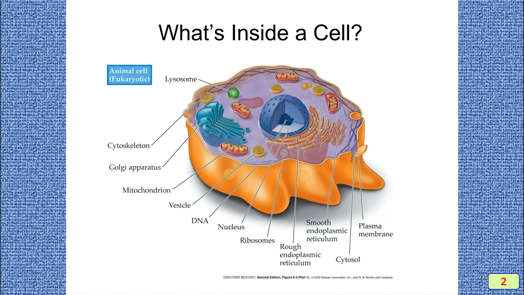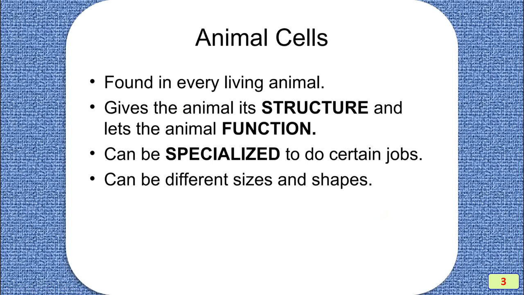As such, the animal cell doesn't have a cell wall. It has the cell membrane. And animal cells are found in every living animal or organism, and give the animal its structure and let the animal function. It can be specialized to do certain important jobs. It can be of different sizes and shapes.